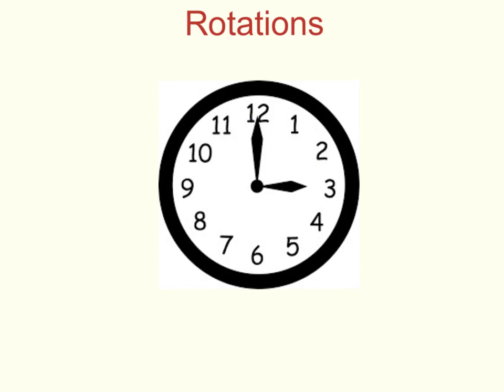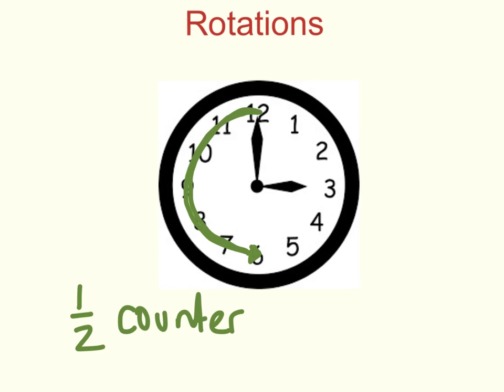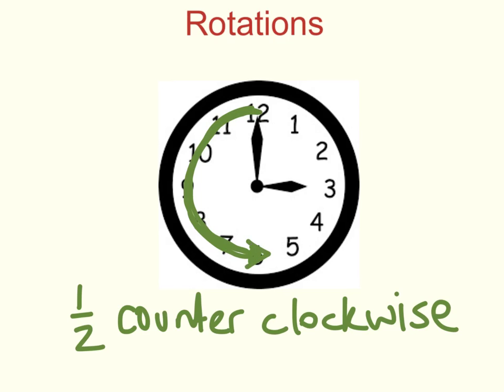If we go the other way, let's say that I start at the 12 and I go all the way around to the 6 here, that is also a half a turn. It's a half a turn because I went halfway around. But it's going the opposite way that a clock would move, so we call it counterclockwise, meaning it goes against the way that a clock would move.